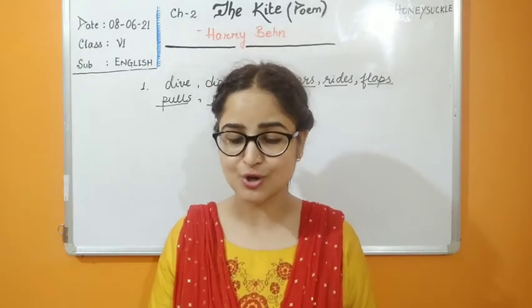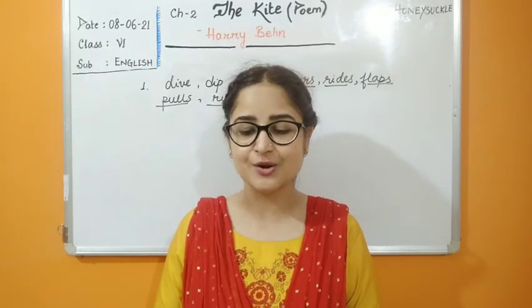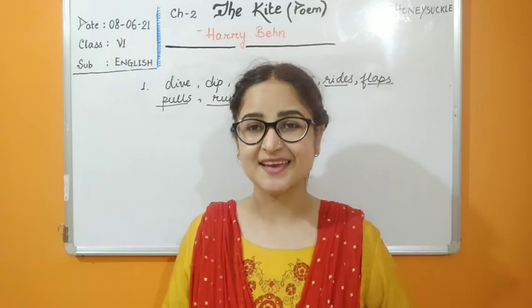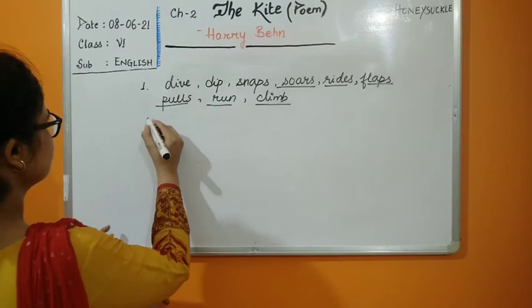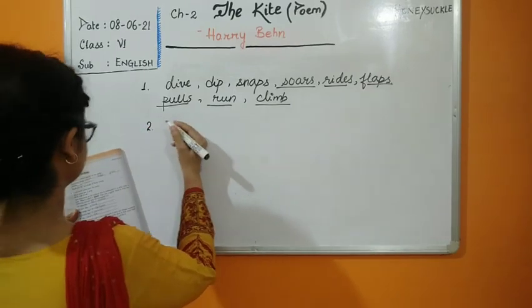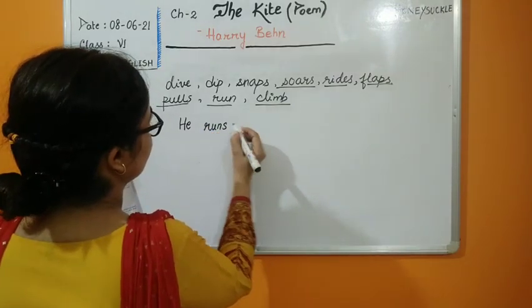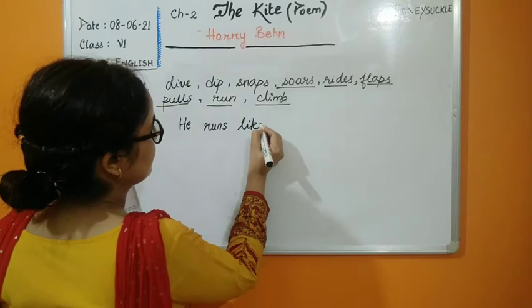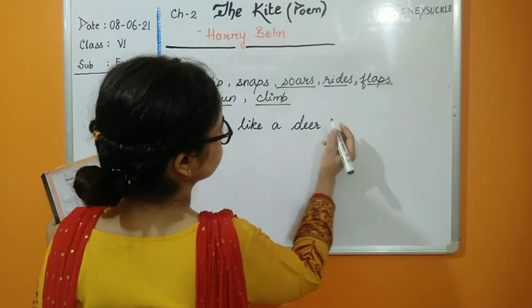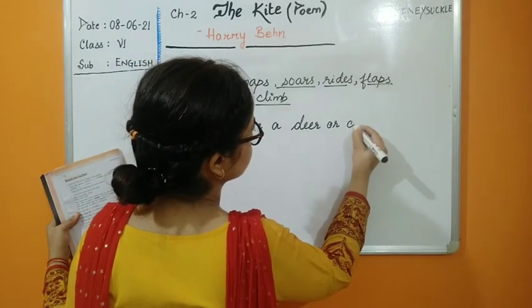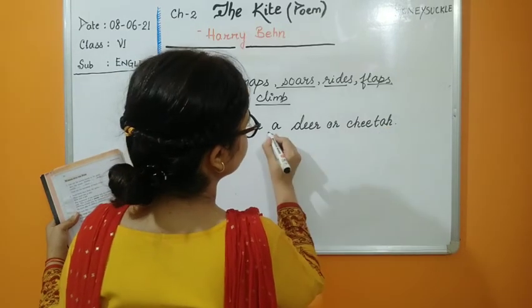Can you suggest what or who the following actions may be compared to? So we will be doing this. He runs like a, okay, he runs like a deer or cheetah. Let's write it down. Second question. He runs like a deer or cheetah. You can write any one of them, either a deer or a cheetah.